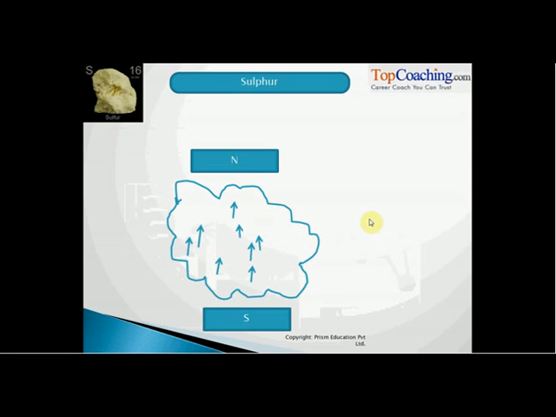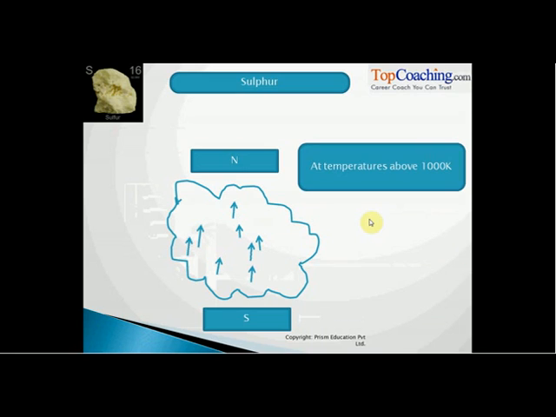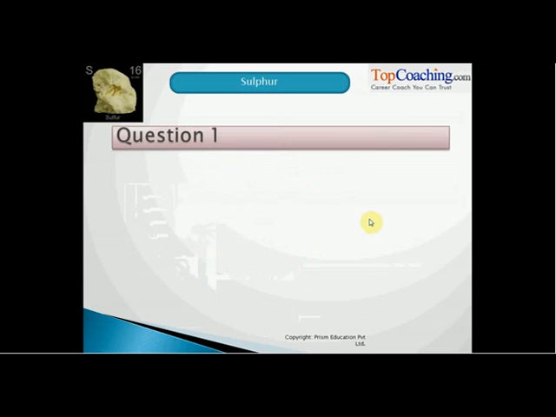This is known as paramagnetism, and the S2 form of sulfur with 2 atoms of sulfur at higher temperatures of more than 1000 Kelvin behaves as a paramagnet.